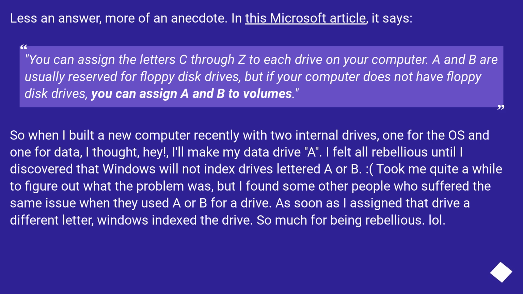So when I built a new computer recently with two internal drives, one for the OS and one for data, I thought, hey, I'll make my data drive A. I felt all rebellious until I discovered that Windows will not index drives lettered A or B. It took me quite a while to figure out what the problem was, but I found some other people who suffered the same issue when they used A or B for a drive. As soon as I assigned that drive a different letter, Windows indexed the drive. So much for being rebellious. Lol.